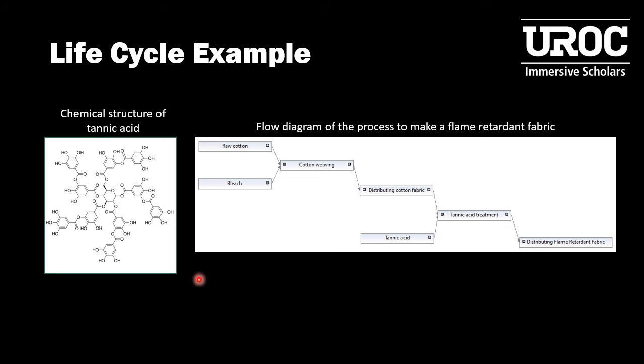Here's an example of a life cycle of a flame retardant fabric. The flame retardant is tannic acid, a naturally occurring chemical made by plants. This diagram shows the flow diagram using tannic acid to make a flame retardant fabric. First, the materials to make cotton fabric are gathered and made into cotton fabric. Next, the cotton fabric is transported into a factory that uses the cotton fabric and tannic acid to make the flame retardant fabric. Finally, the flame retardant fabric is sent out to be distributed. Each individual process has some amount of environmental impact, which is calculated and added together into the total environmental impact.